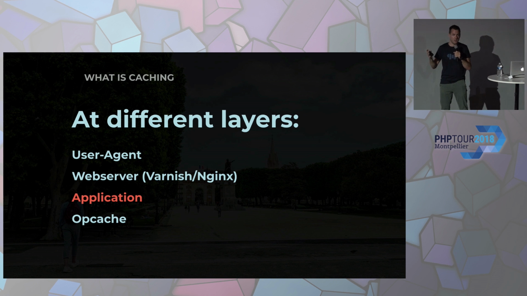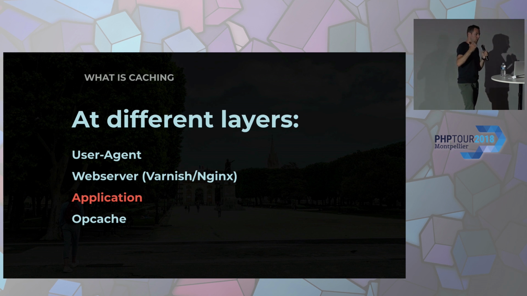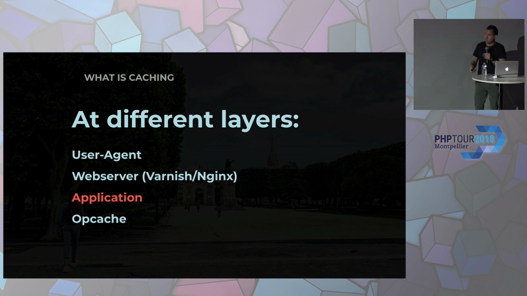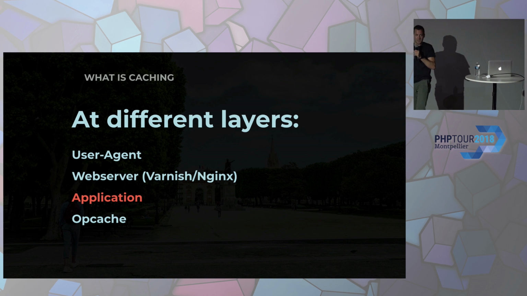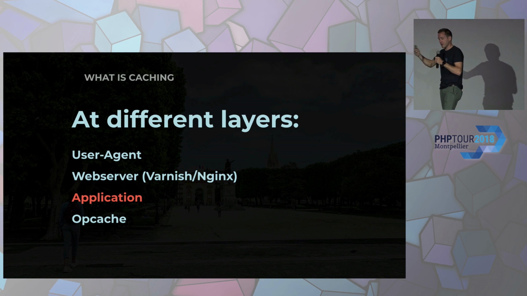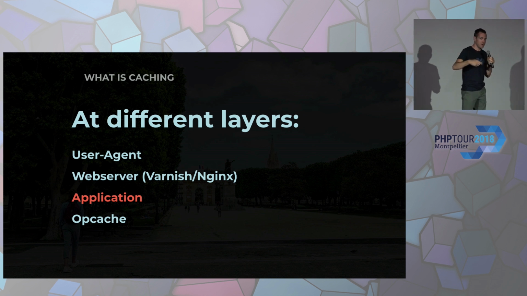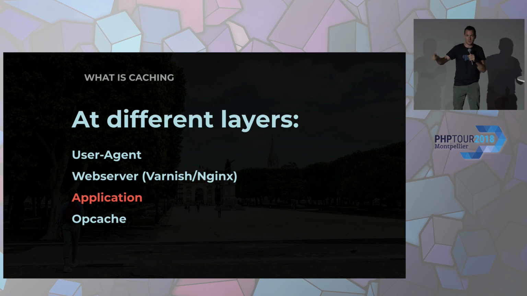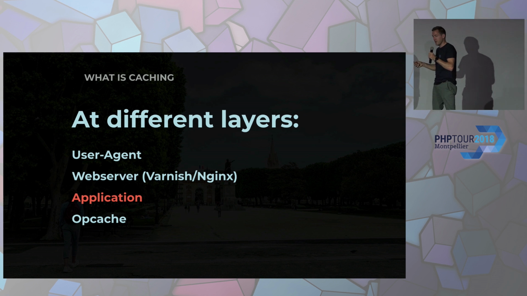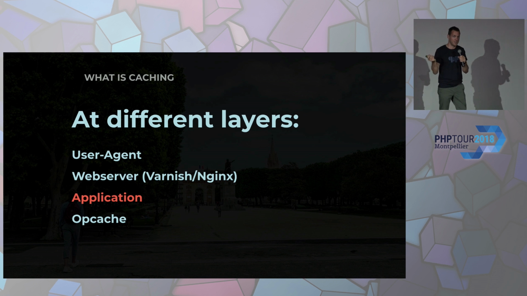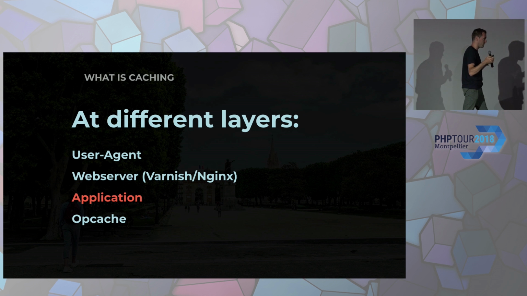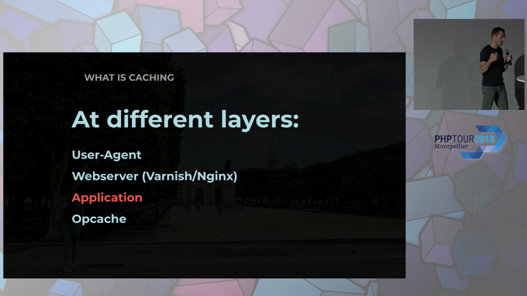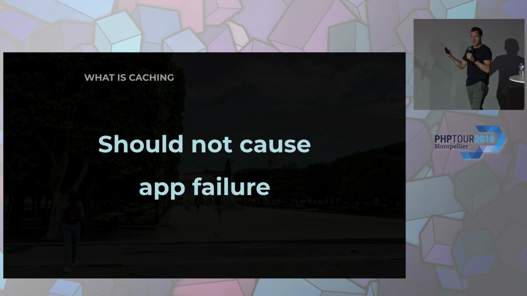So your application layer should cache some stuff, or could benefit from caching. Again, your app should not fail. Or opcache, that's another level of caching. So PHP is a double iteration of generating bytecode. So we first generate the opcode, and then from the opcode we generate the bytecode. But if the source code is the same, we can actually reuse the same compiled opcode. So that's another level of caching. Again, your app should not fail when your caching fails.